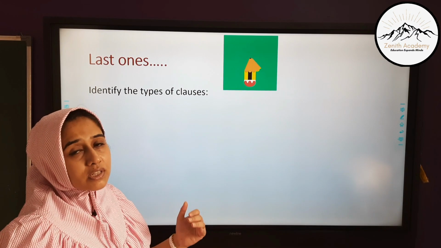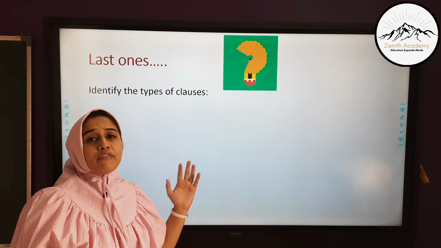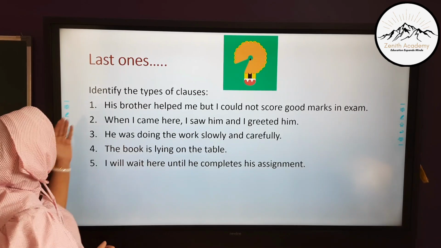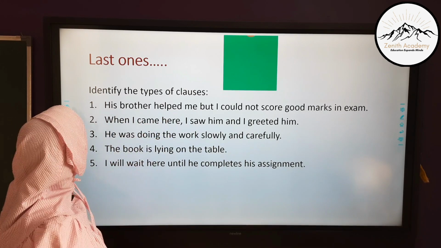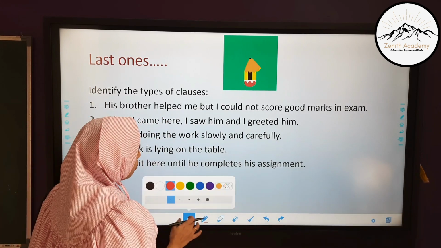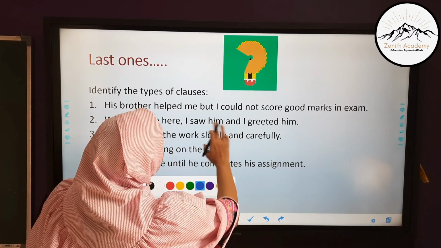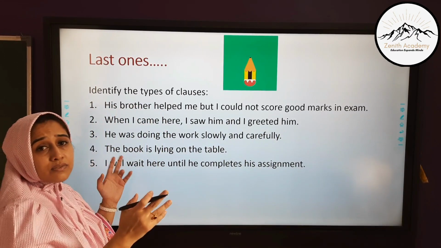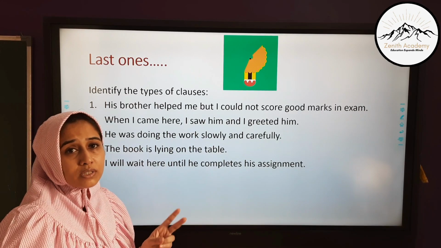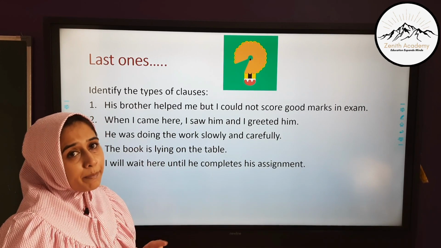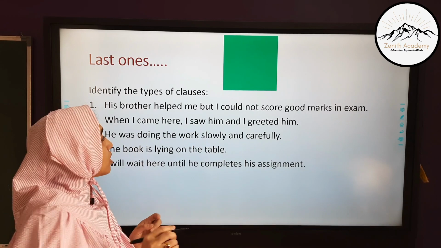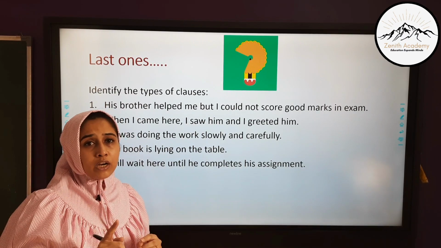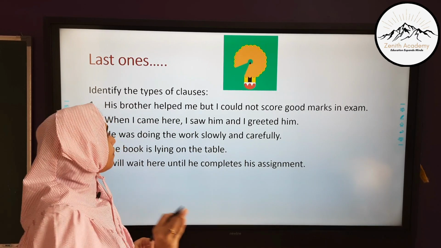Identify the types of clauses. Here we will be identifying whether the clause is a dependent clause or an independent clause. His brother helped me, but I could not score well. I could not score good marks in the exam. Here in this complete sentence there are two clauses, independent as well as dependent. So first we have to identify the independent clause which has the complete meaning.